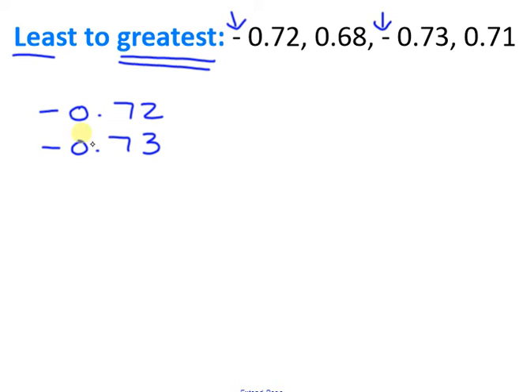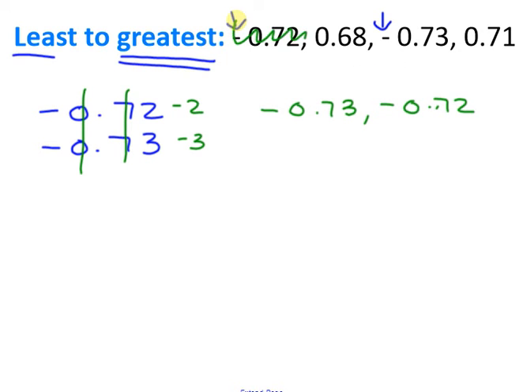So let's line these guys up first. So I have my zeros and my sevens cross out, and I'm left with a -2 and a -3. Okay, so if I'm going least to greatest, which one is least? The -3 is least. So I'm going to do -0.73 and then -0.72. Okay, that gets rid of those two numbers.